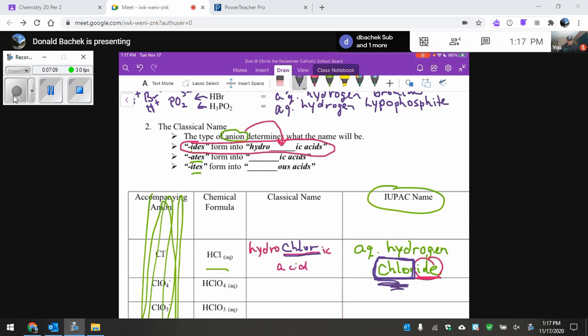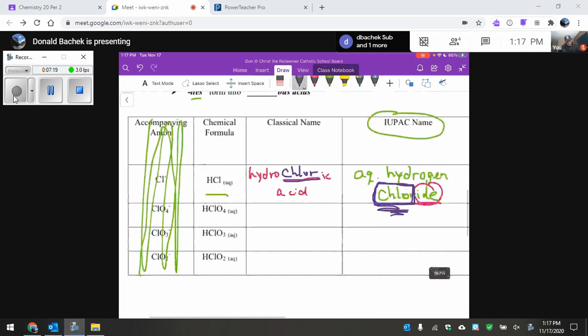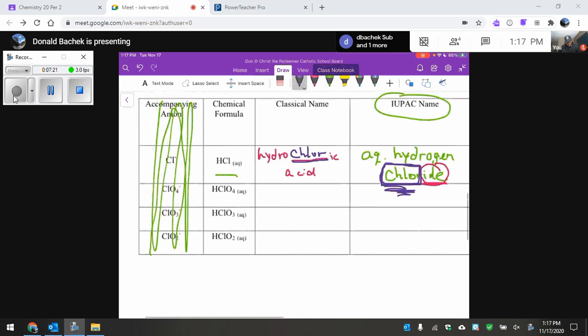So again, it ends in "ide", so we get this hydro-ic thing, and then the blank part is going to be the chlor from that negative ion. Okay. Now let's go to the next one here. I've got HClO4.